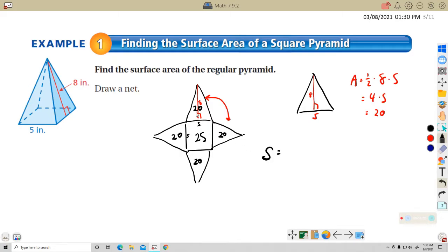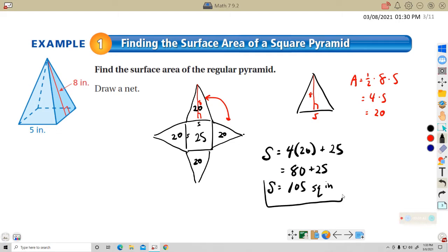So my surface area, I can say, is 4 times 20 plus 25. So 4 times 20 is 80, plus 25. So the surface area is going to equal 105, and this would be square inches. Okay. Want to pause and go back over that again to see how I did it.